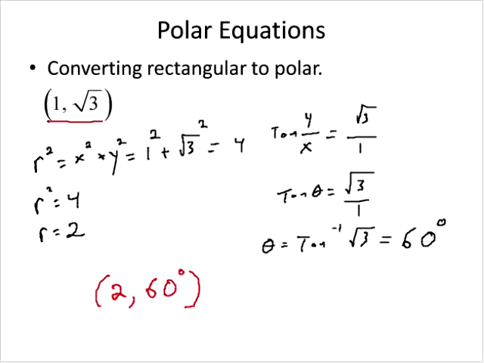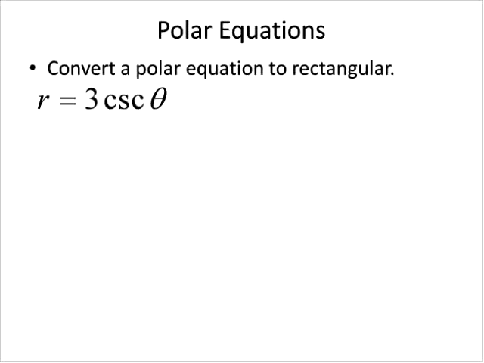So we can now convert back and forth from rectangular to polar and from polar back to rectangular. So let's talk about converting some polar equations. Now in the homework you did a bunch of polar equations. You graphed them and you looked at them and identified which one was a lemniscate and that kind of thing. But let's just convert a polar equation into a rectangular equation.